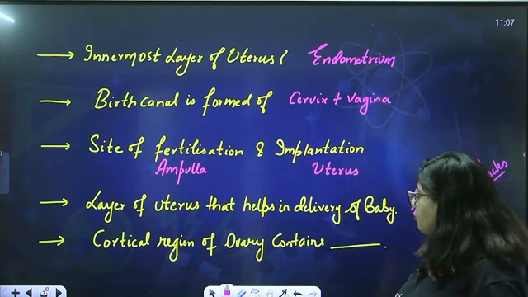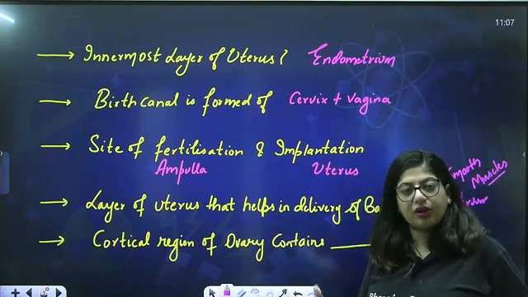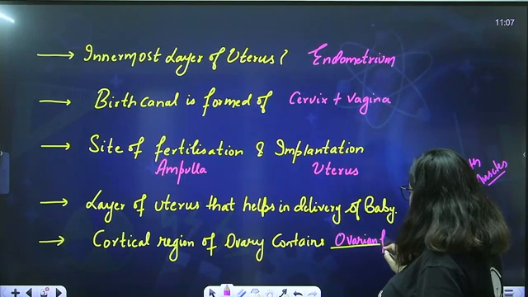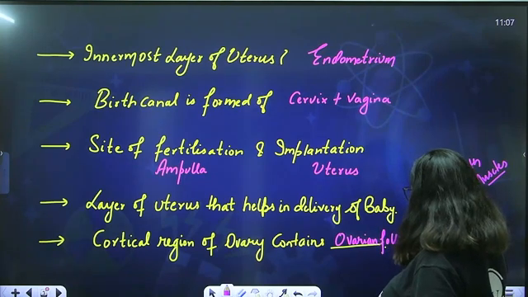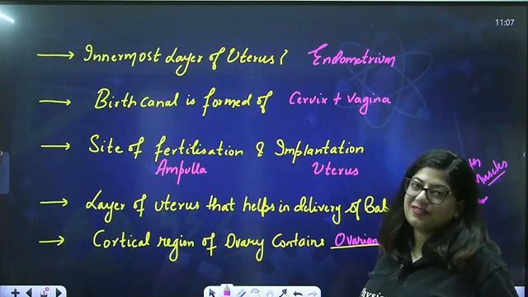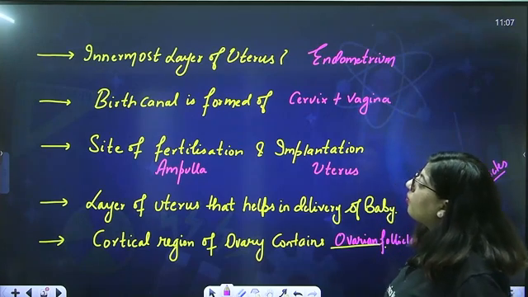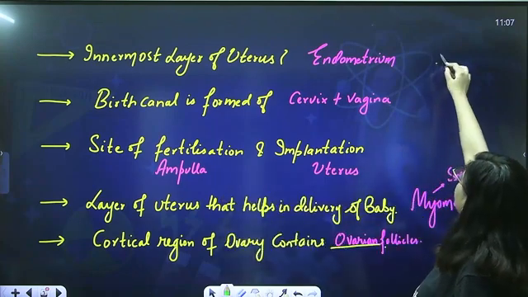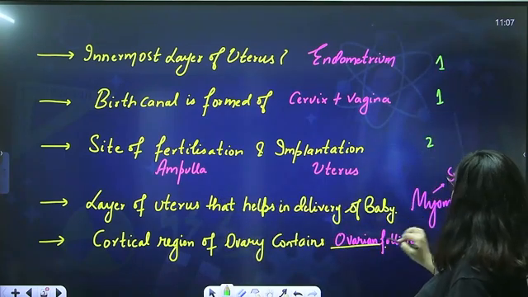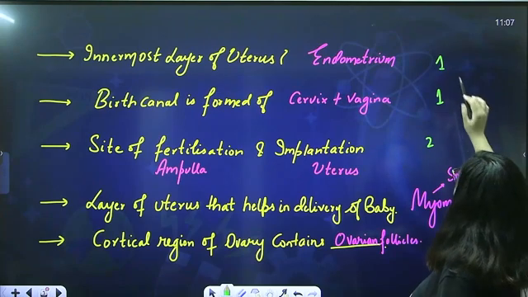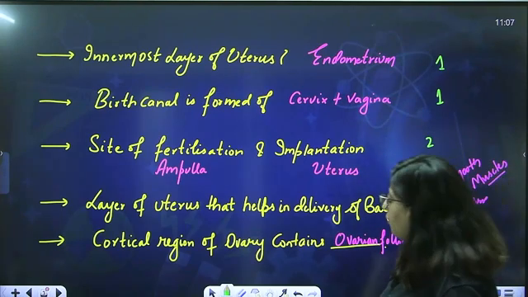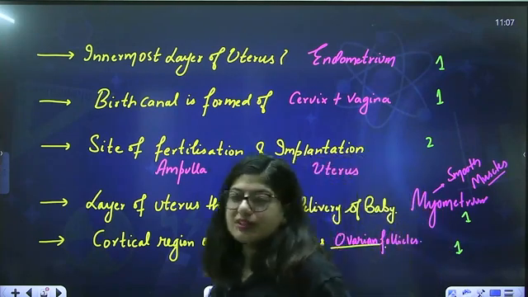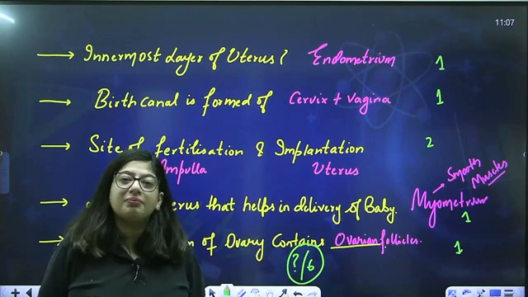Then cortical region of ovary contains, the cortex region or the cortical region contains ovarian follicles. And the medullary region contains blood vessels and nerves. Okay, so how many total questions are there? 1, 2, 3, 4 and 5. But this one is for 1 mark, this is for 1 mark, this is for 2 marks, this is for 1, this is for 1. 1, 2, 3, 4, 5, 6. So tell me your score out of 6. You have to tell me in the comments what is your score and where have you committed the mistake.